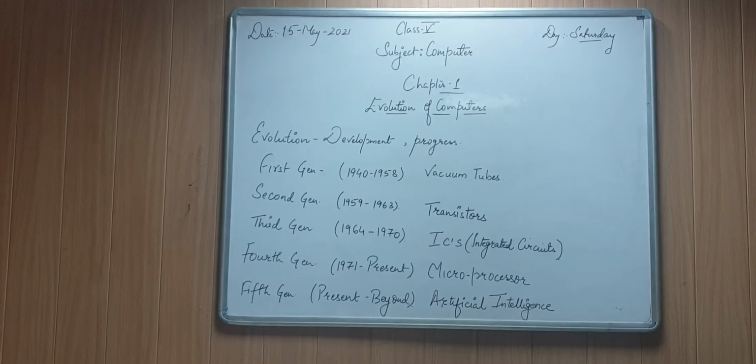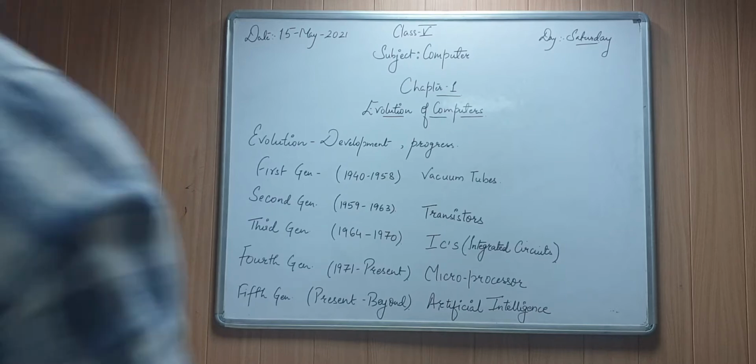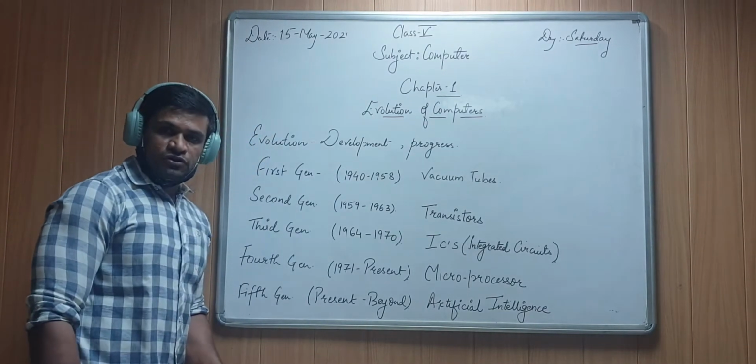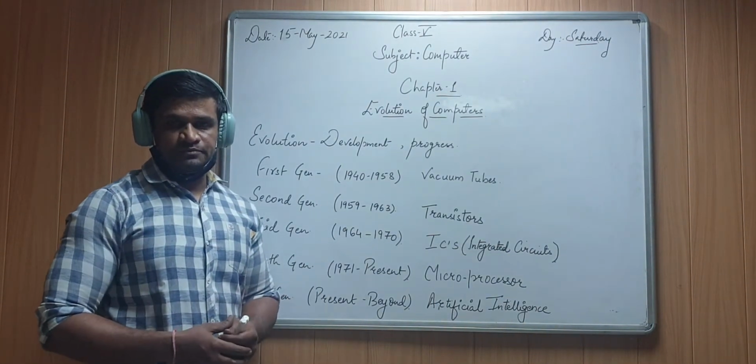After that, students, we had learned about the evolution of computers generation wise. We had discussed the five generations of computers, the time period, and the electrical component mainly used during the computers of those generations. Actually, the electrical components which we use during the manufacturing of computers, or the processors which we create, are the ones who decide the size of the computer.